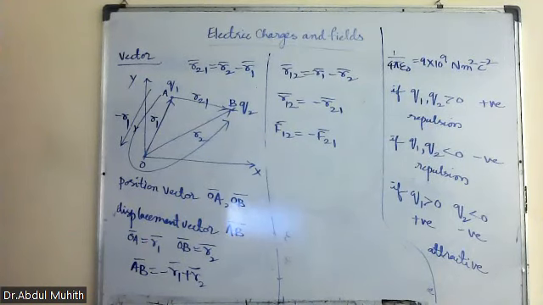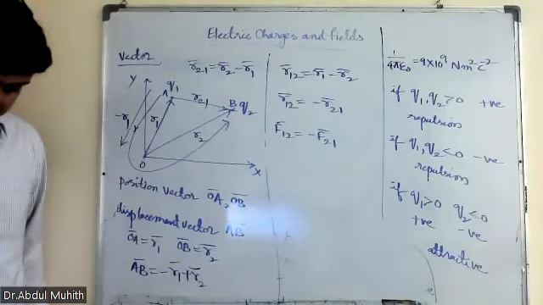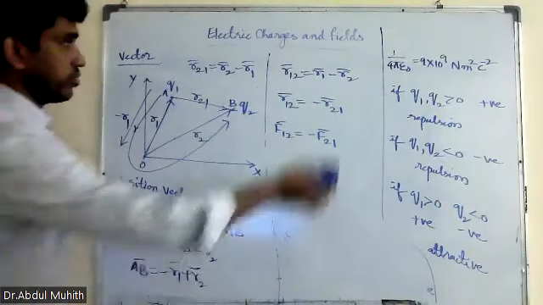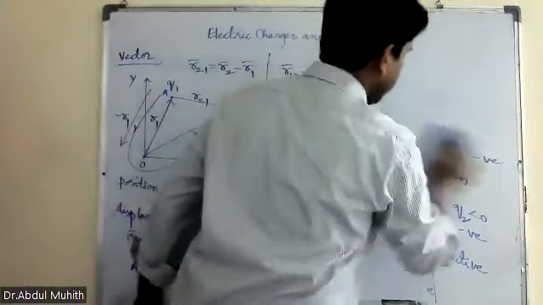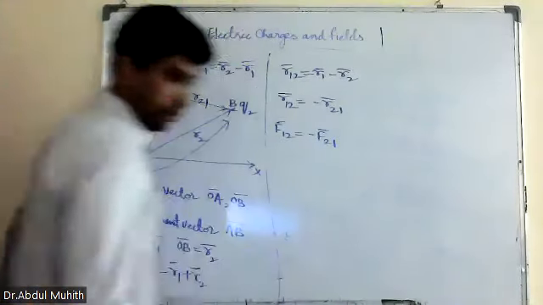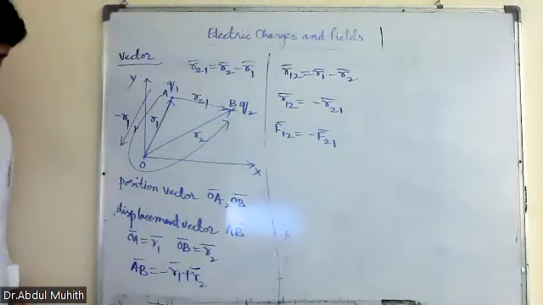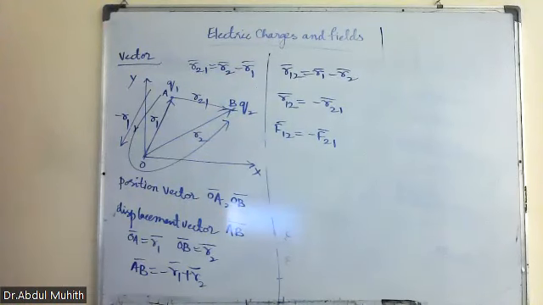Are you done? Okay, so this is done. Quickly we'll do one numerical on this. Suppose there is an electron and a proton. There are three cases here: electron and proton, electron and electron, proton and proton. Clear?